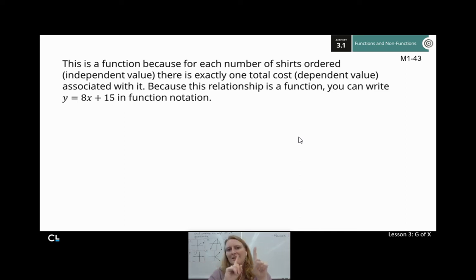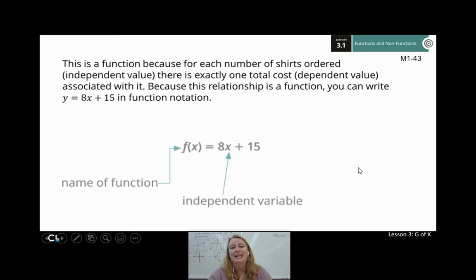I get one output. That's how much you have to pay for it. So because this relationship is a function, you can write y equals 8x plus 15 in function notation, and it looks like this. Notice instead of a y, we replaced it with f of x. We replaced it with our function notation. Instead of a y, we have the name of our function, which for now we'll just call f for function. Okay? And of course, our independent variable, which is in our equation, also ends up being tucked inside to show us f is dependent on x. So f of x.